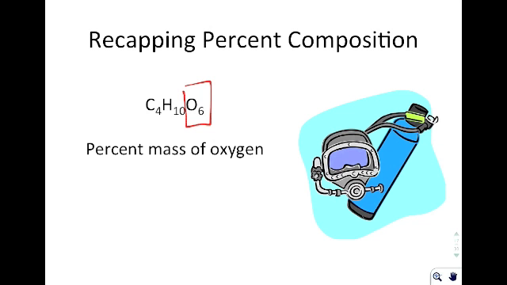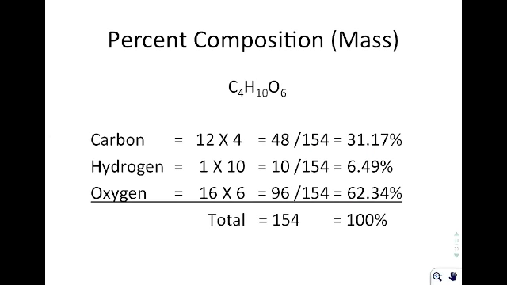So what you would need to do is you would need to find the total mass of this particular substance, and once you find the total mass of this particular substance, okay, and you see that here, you see we have 4 carbons that are each 12, we have 10 hydrogens that are each 1, and 6 oxygens that are each 16. Multiply it out, these are our totals for each atom. Now we add them up and we get 154.